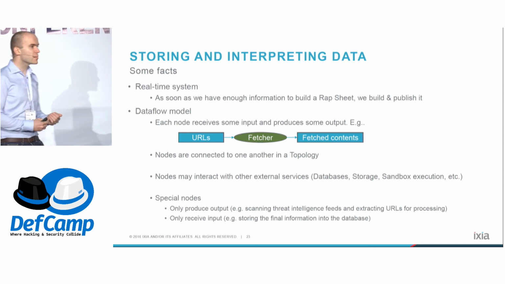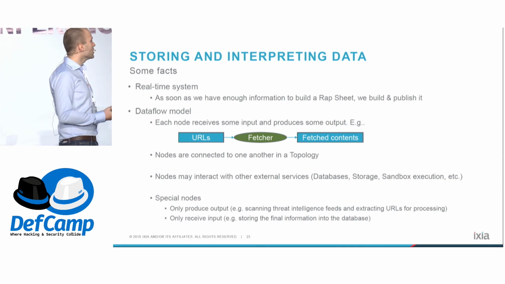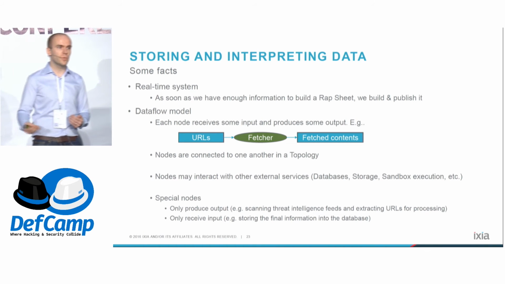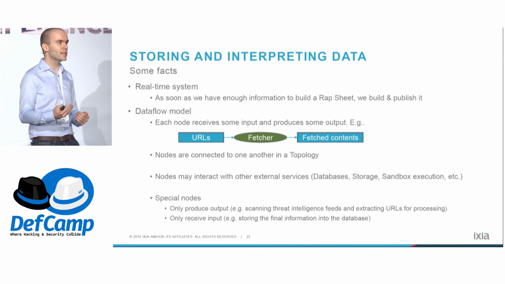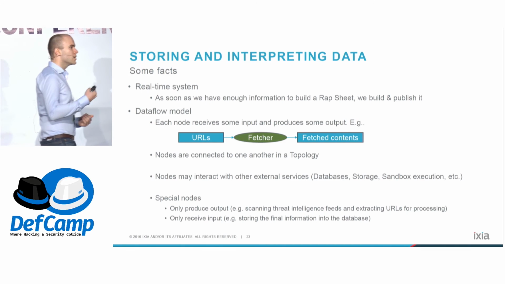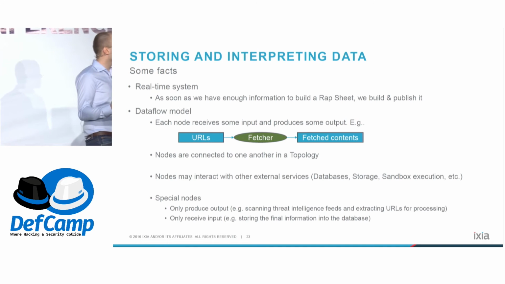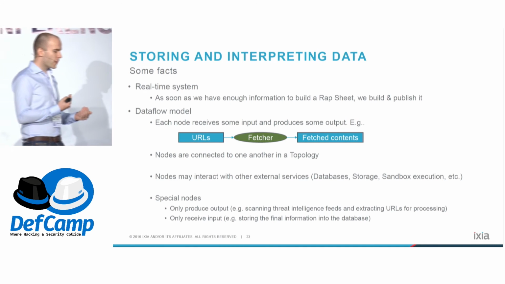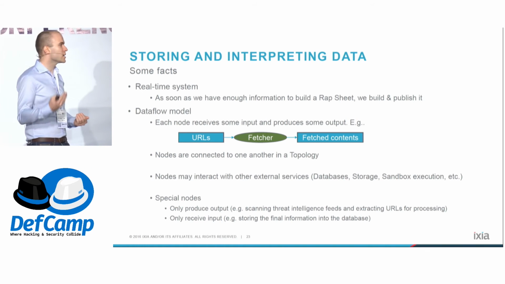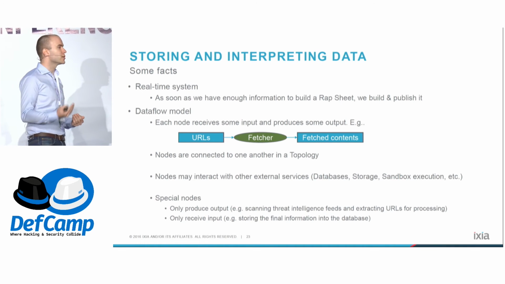So some facts about our system. For one, it's a real-time system. So as soon as we have enough information to build a RAP sheet, we actually build it and publish it. And this information with the RAP sheets goes into our threat armor device for now. And basically, clients get protected as soon as we have information about a malicious IP.